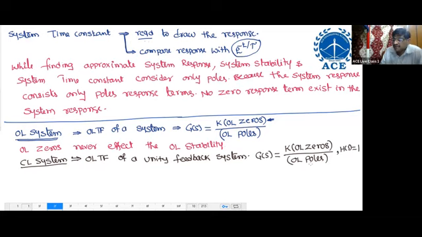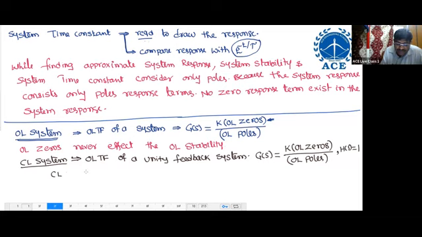Now, is this the final function? It is not a final function. Because of feedback, it will become closed loop. Then we have to find the closed loop transfer function, so that closed loop poles will affect the system stability. So now find the closed loop transfer function.